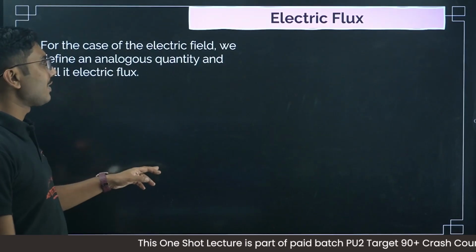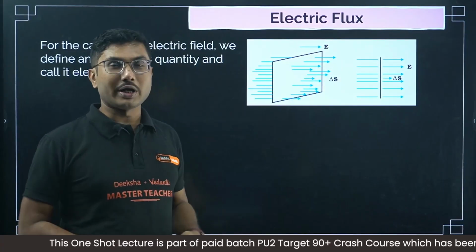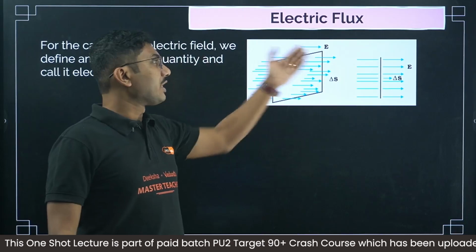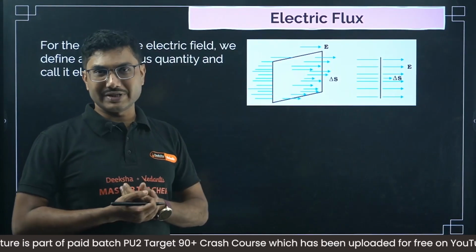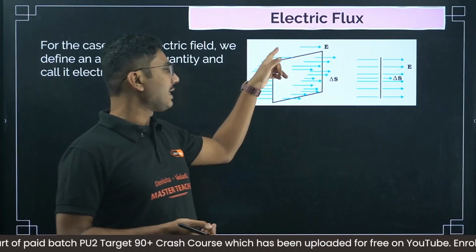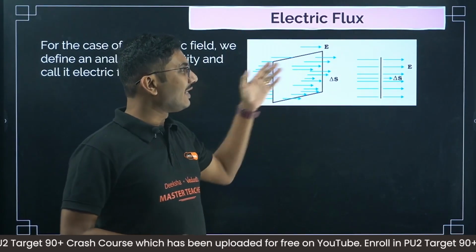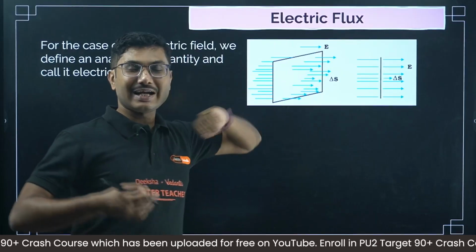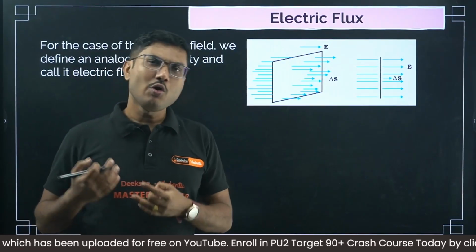Now what is electric flux? Let's understand. Suppose electric field lines, instead of water flowing, here we consider electric field lines passing through a surface area. If you take a surface area, say delta S, and the electric field of strength capital E, then the electric flux is E into delta S.